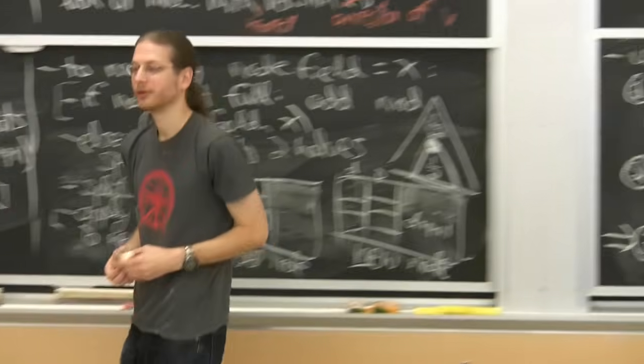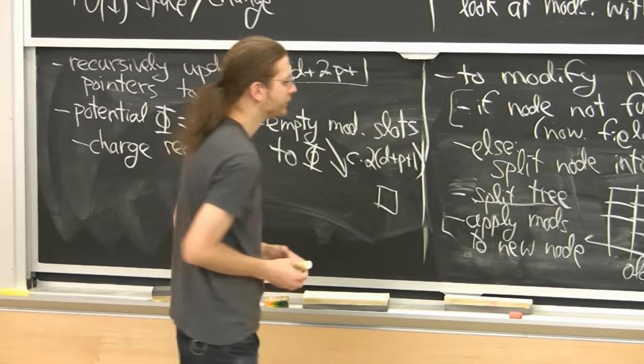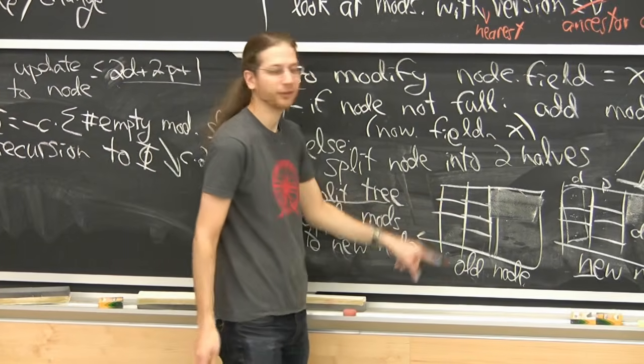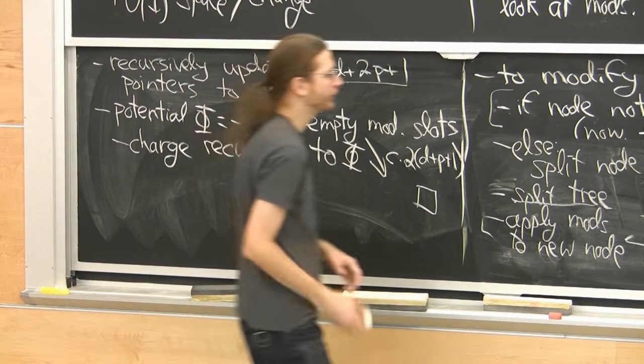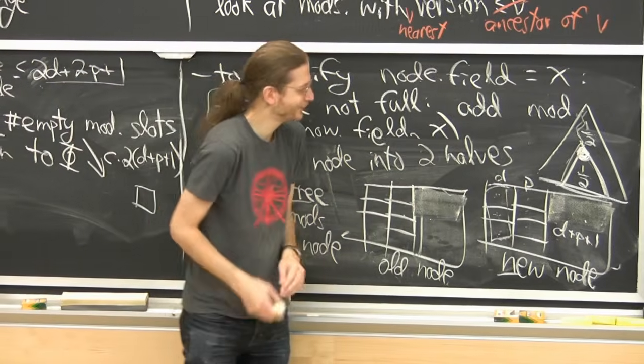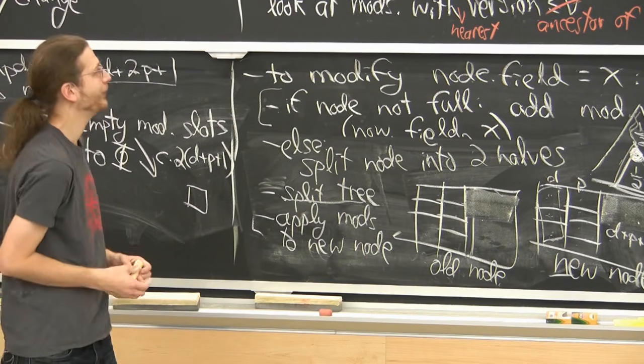Good question. Yeah. Remind me what D is again? Oh, D was the maximum out degree. It's the number of fields in a node. Yeah, as defined right here. Other questions? Okay, a little breather.